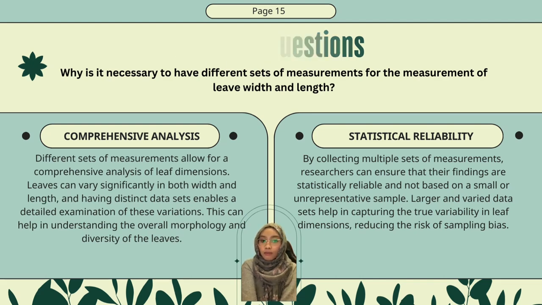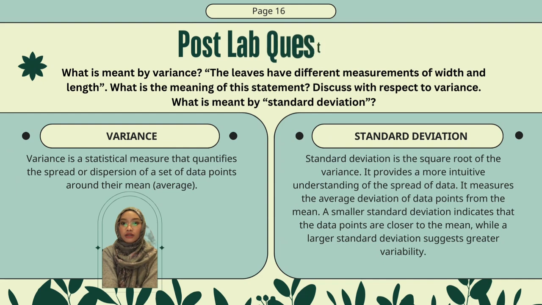For question 3, what is meant by variance? The leaf have different measurement of width and length. What is the meaning of this statement? Discuss with respect to variance. What is meant by standard deviation? The meaning of variance is a statistical measure that quantifies the spread or dispersion of a set of data points around their mean or average.